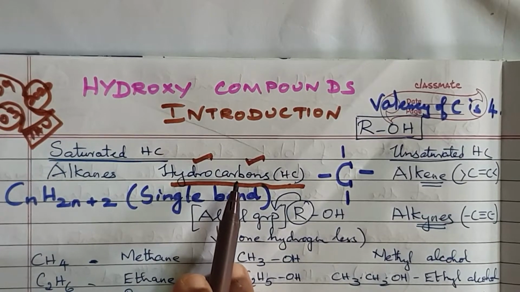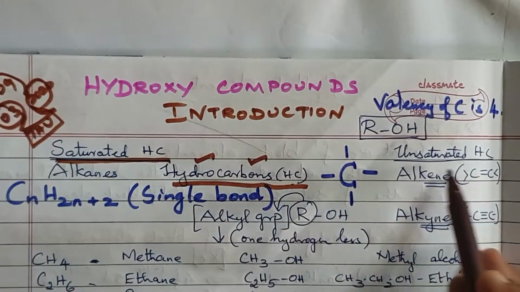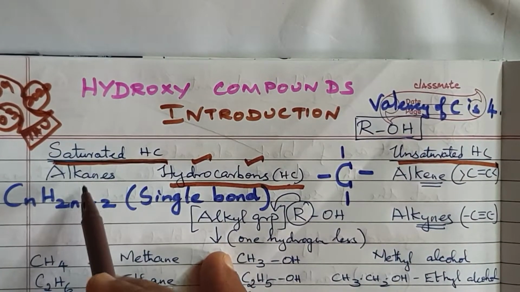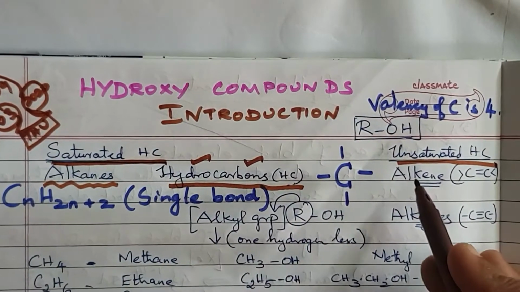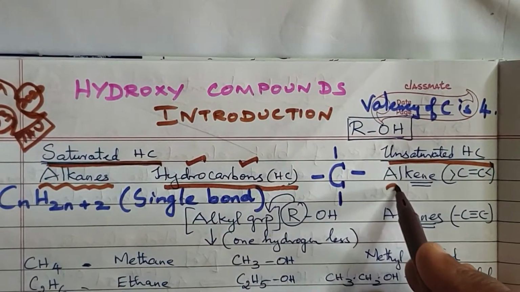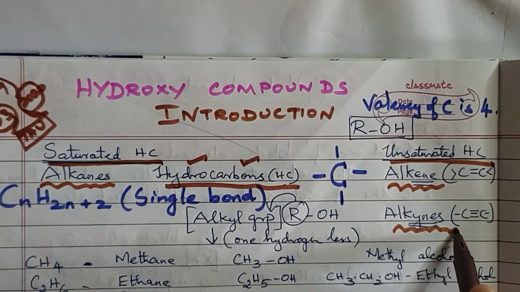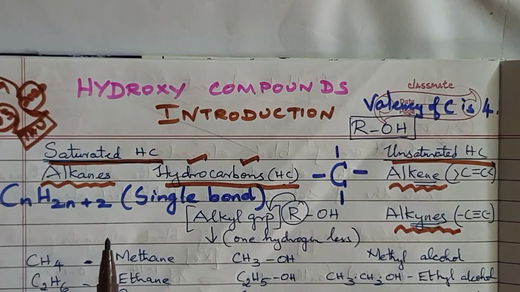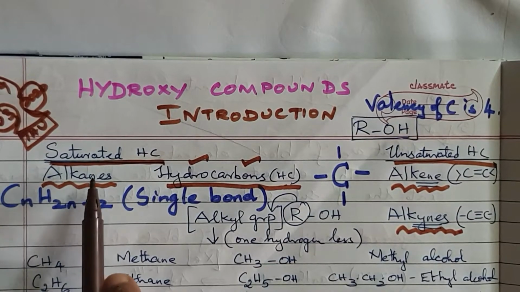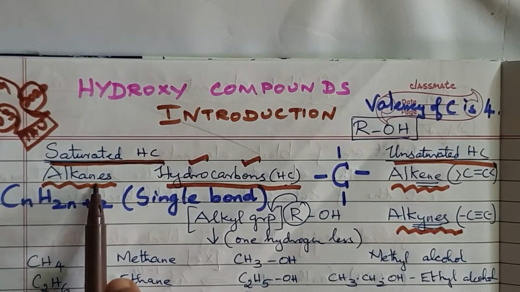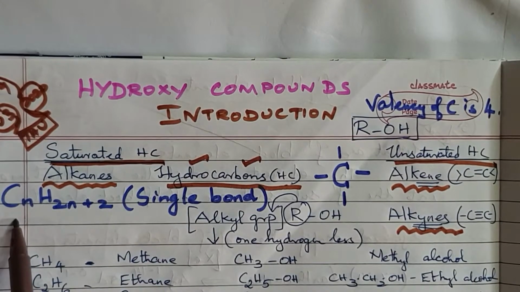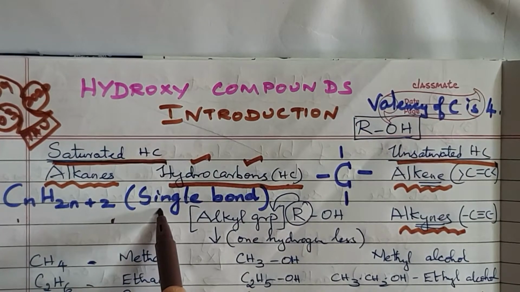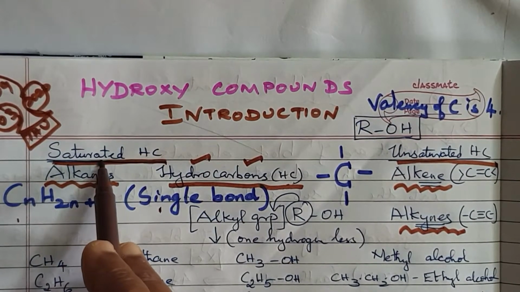Hydrocarbons can be classified as saturated hydrocarbons and unsaturated hydrocarbons. Under saturated hydrocarbons come alkanes. Under unsaturated hydrocarbons we have alkenes and alkynes. All these are just a brush up for you, since you've already learned these in the 11th standard. An alkane is a hydrocarbon, an organic compound, having the general formula CnH2n+2, and it comprises single bonds and is a saturated hydrocarbon.